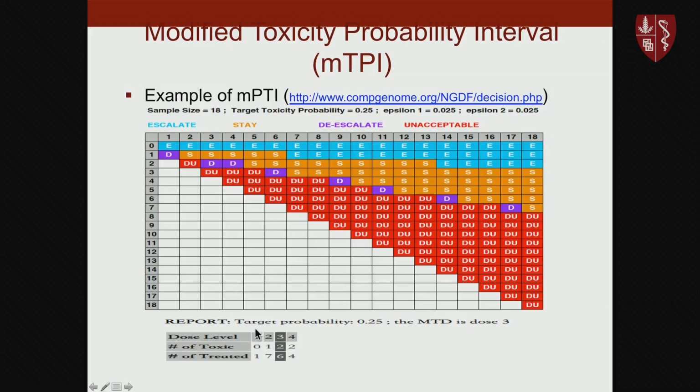Once you've done the trial, you can put in the results: for dose group 1, I only tested 1 patient, who had 0 toxicity. For group 2, I tested 7 patients with 1 toxicity. For group 3, I tested 6 patients, 2 of them with toxicity, and so on. Then this algorithm gives you the recommended dose, which is dose group 3 at target 0.25. There is a lot of math behind this, but it is very easy and accessible.